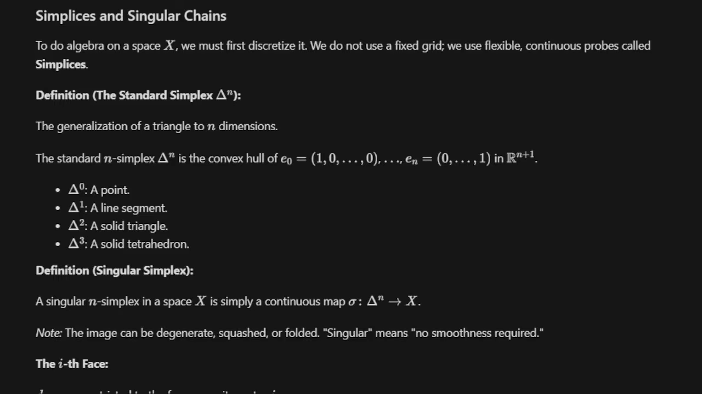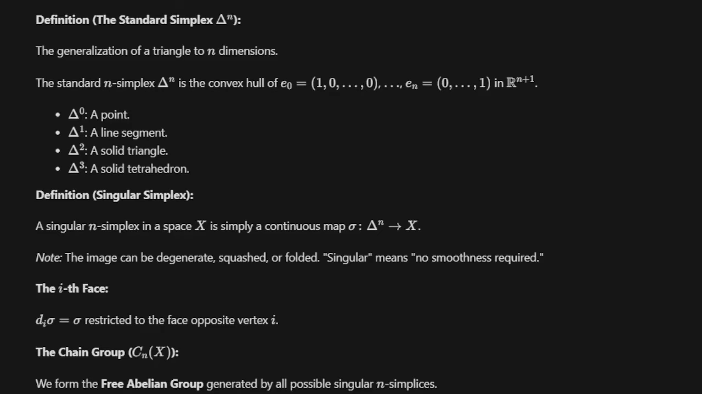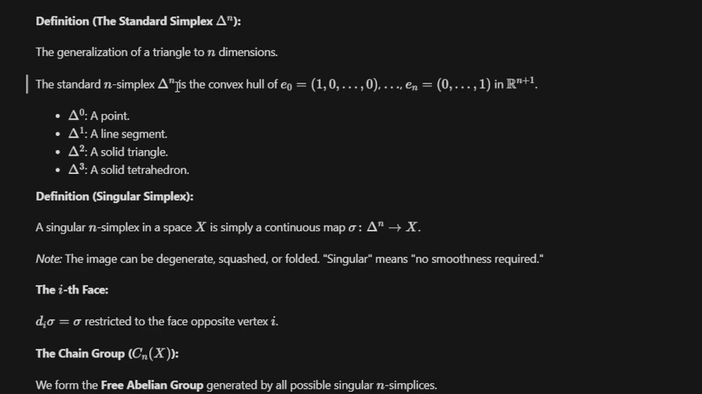So to do algebra on a space X, we first have to discretize it, but we don't want to force a rigid grid into the discretization of it because, again, we're just in a topological space. So we need a flexible kind of continuous probe that we're going to call simplices. All right, and the standard n-simplex is the generalization of a triangle to n dimensions. And it's called a convex hull, and essentially what a convex hull is, if you have a bunch of points, right? The polygon, whatever that you draw around it, to enclose all of the points is the convex hull, basically. Okay, that's what that means.